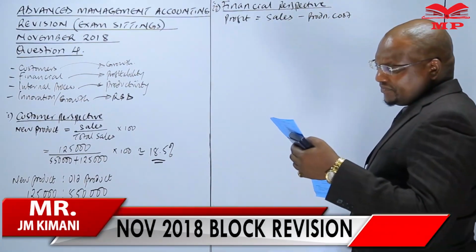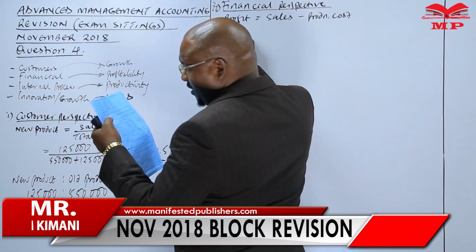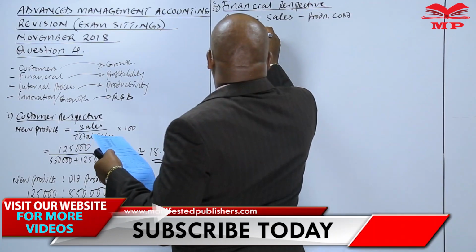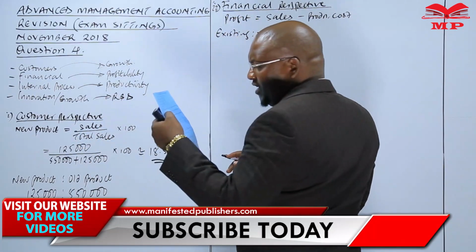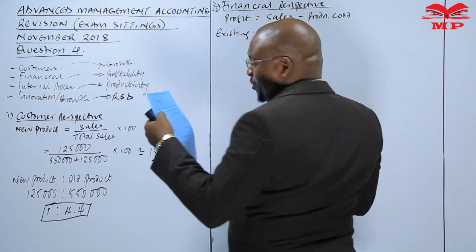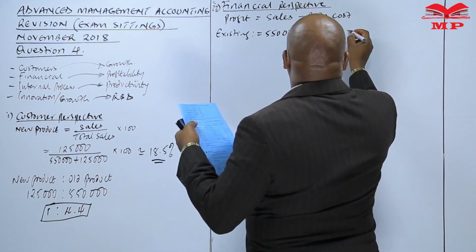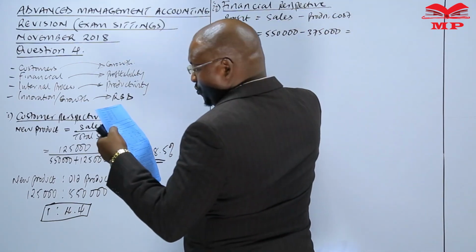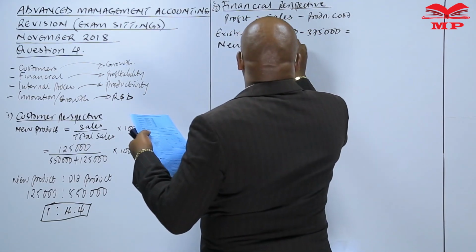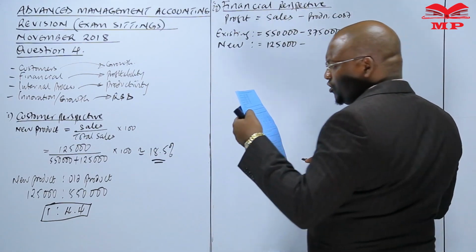So we can do in total and in existing. You can start with which one is given there first? Existing. So let's say existing. The sales for the existing is 550 and the production cost is actually 375. The new, the sales for new is 125 and the production cost is 70,000.